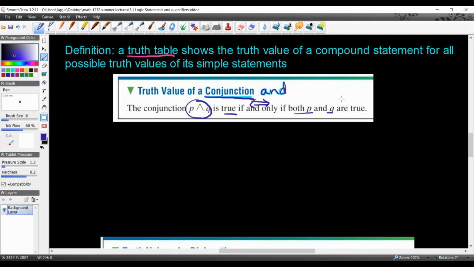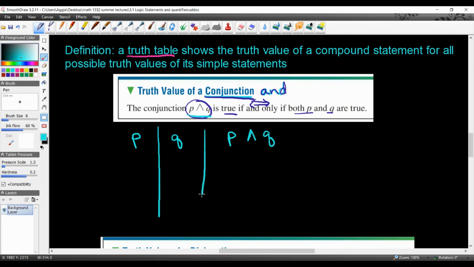Let me show you the chart first, and I won't confuse you too much, because section 3.2 goes more into this. So let's not go too crazy yet. Here's how the truth table works. You're going to have to follow me here. We have P, Q, and then the column right here, P and Q.